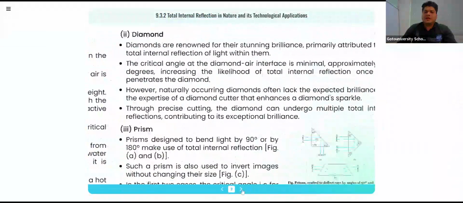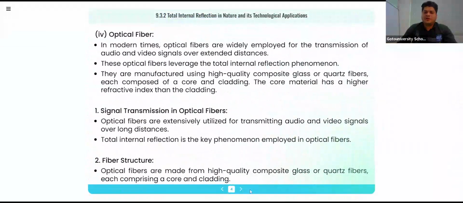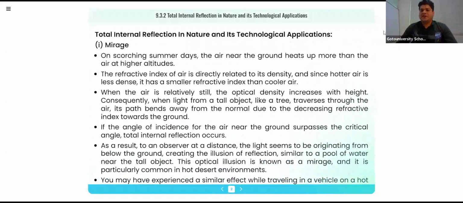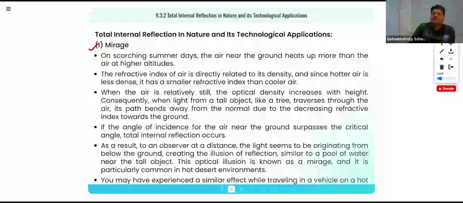Okay, then what are the applications of total internal refraction? First, mirage. You know what is the meaning of mirage? Usually in the desert area during the summer, when there is no water in the desert, but still we are able to see the water. Yes, so that is known as mirage.